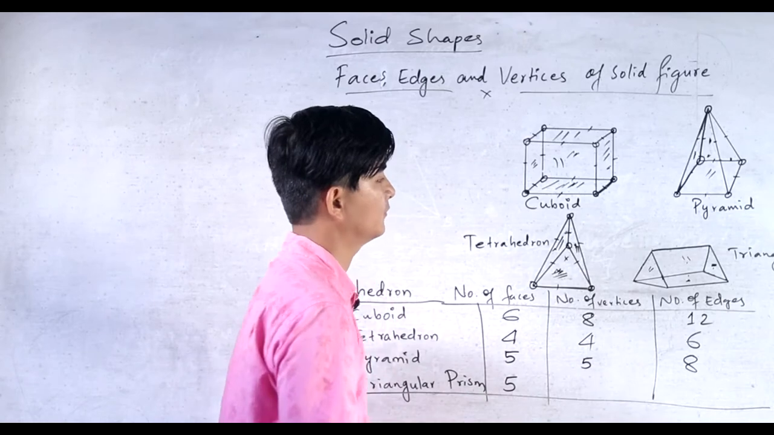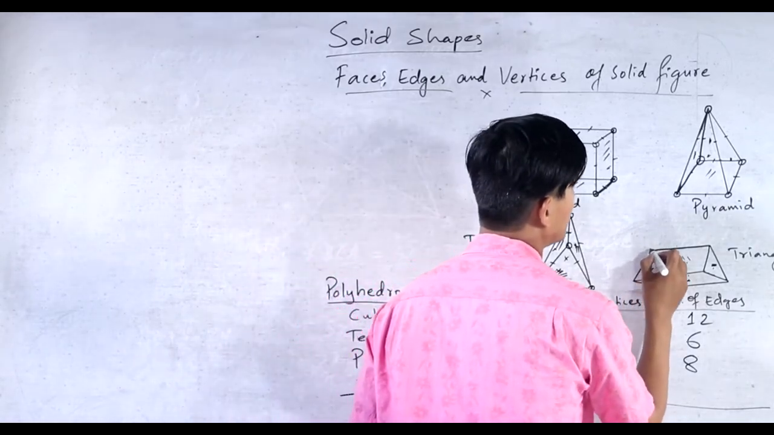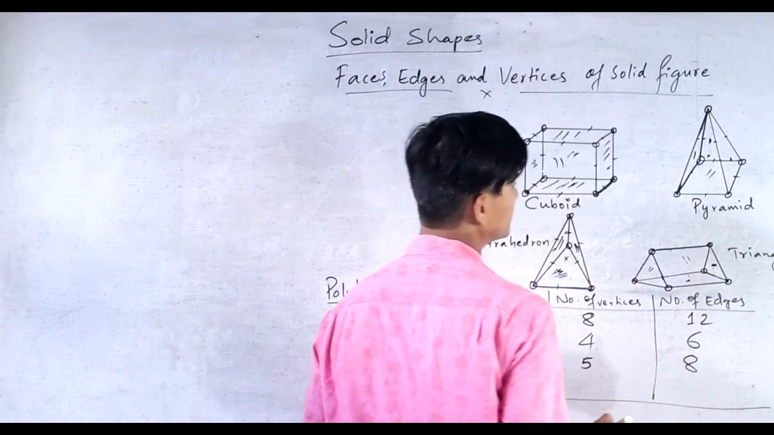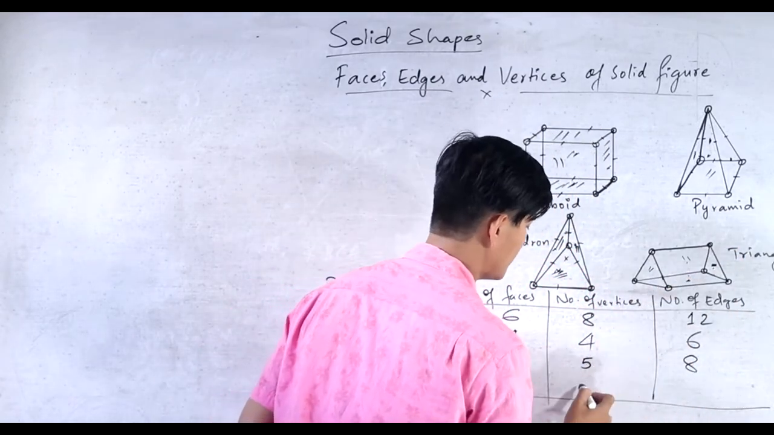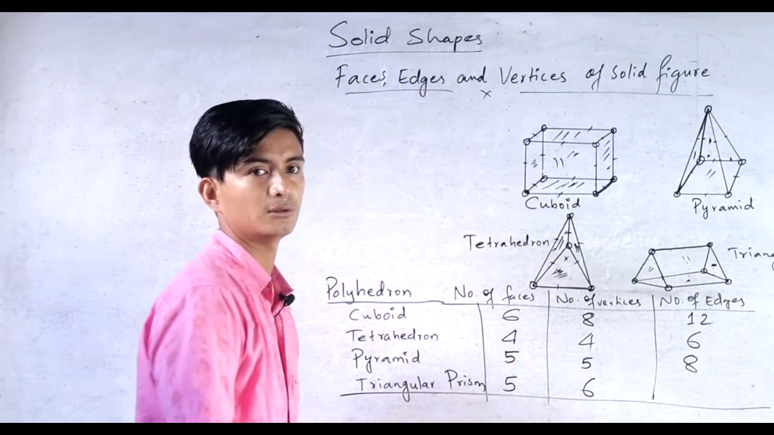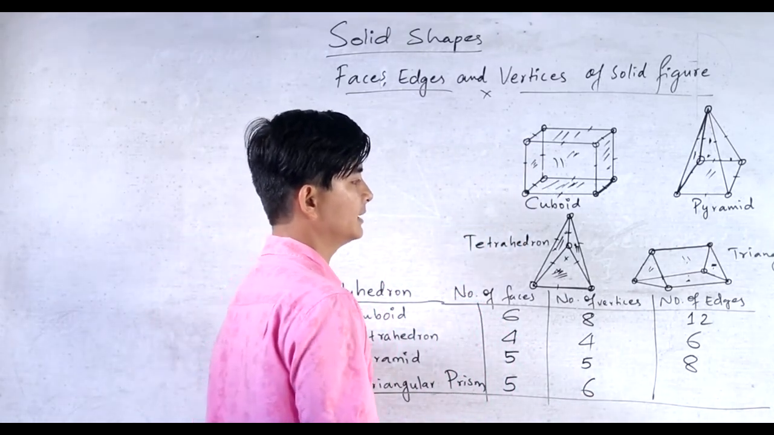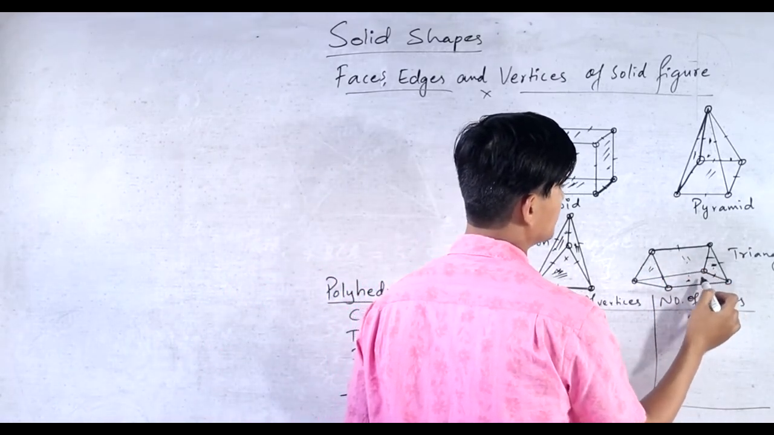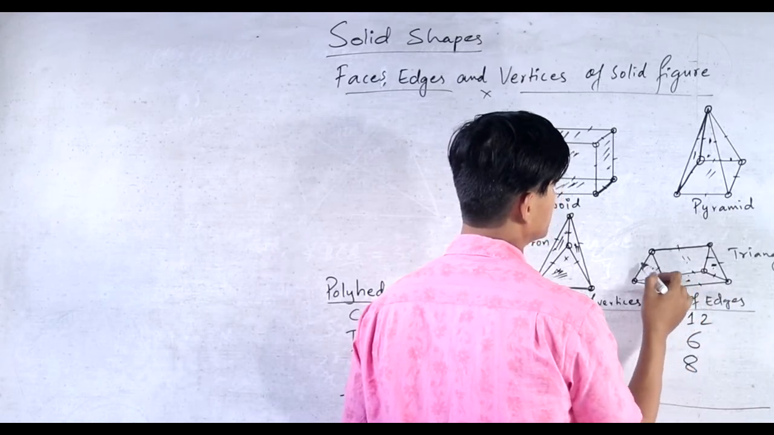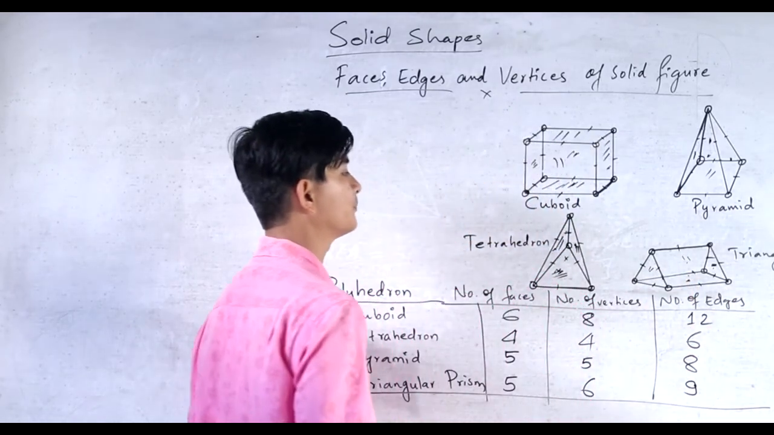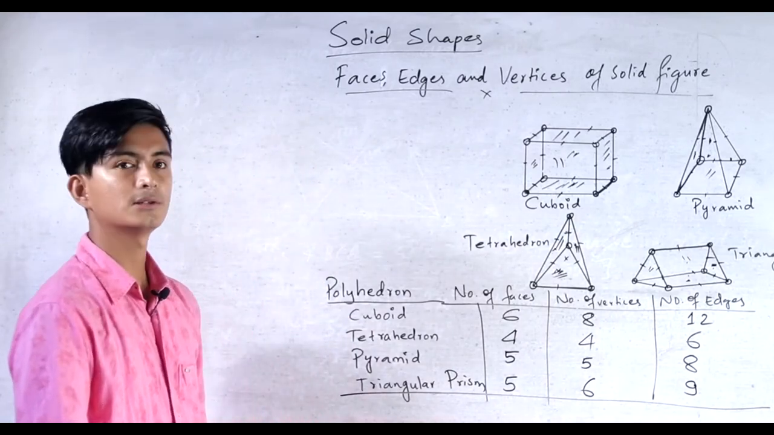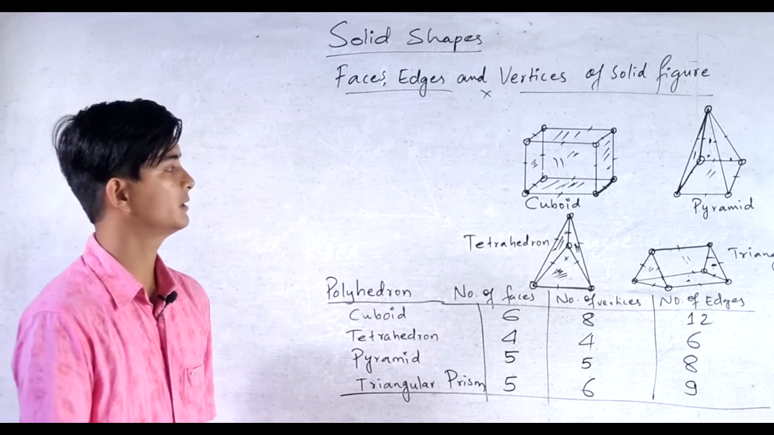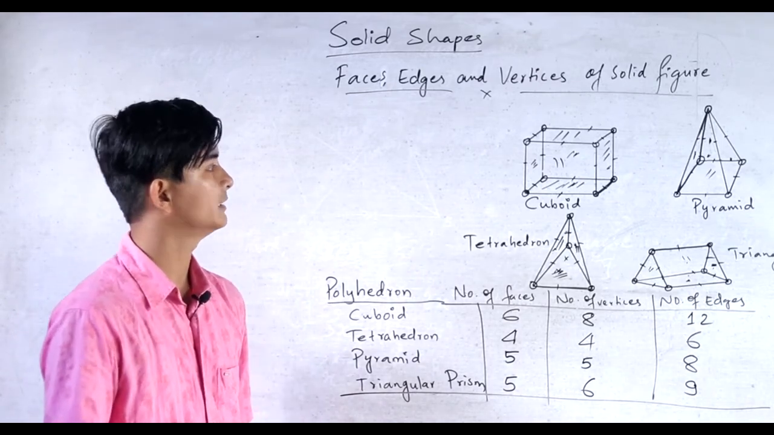Now, number of vertices. As you have already known, the corner one is called the vertex. So, just count it. We have got 6: 1, 2, 3, 4, 5, 6 vertices in triangular prism. Now, edges. How many edges are here? Once again, just count it. This one, 1, 2, 3, 4, 5, 6, 7, 8, 9. We have got 9 edges in triangular prism. Okay, so these are the number of faces, vertices and edges in this figure.